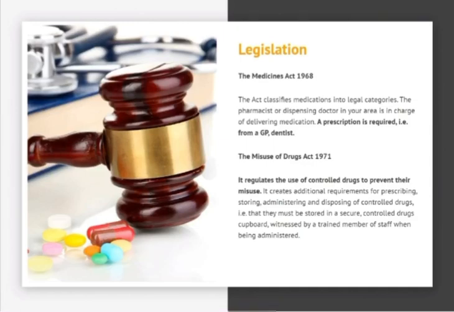The Misuse of Drugs Act 1971. It regulates the use of controlled drugs to prevent their misuse. It creates additional requirements for prescribing, storing, administering, and disposing of controlled drugs, for example, that they must be stored in a secure controlled drugs cupboard, witnessed by a trained member of staff when being administered.